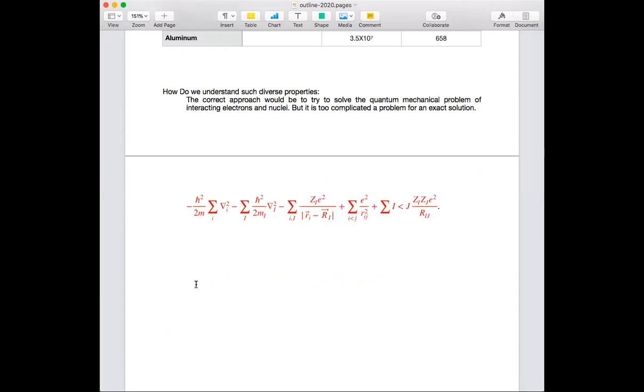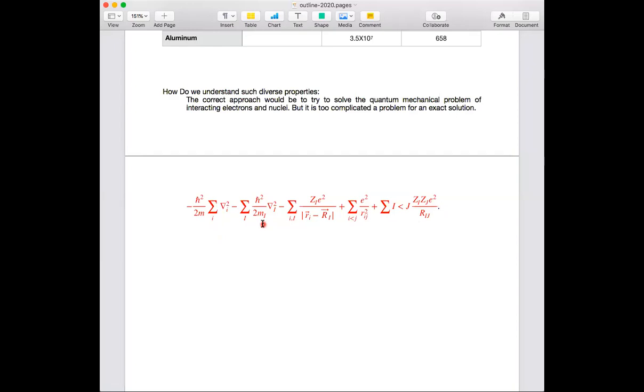Okay, so I have a solid which has electrons and ions, negatively and positively charged respectively, and they interact with each other, and we know how they interact through Coulomb interaction. And this is how I would write down the Hamiltonian for the entire system. The first term is the kinetic energy due to all the electrons. This sum over small i goes over all the electron indices. Capital I is the index over all the nuclei.